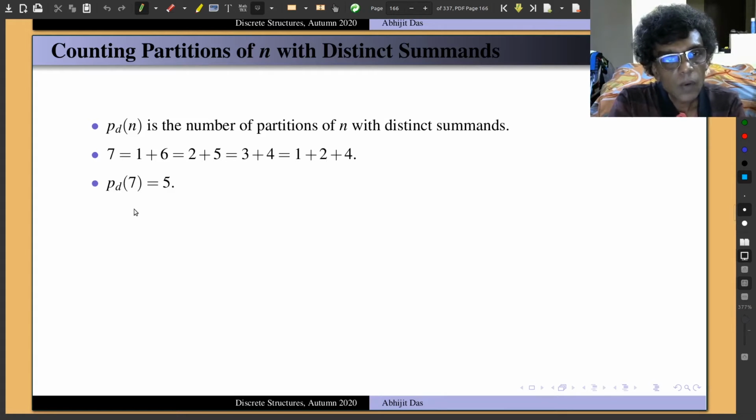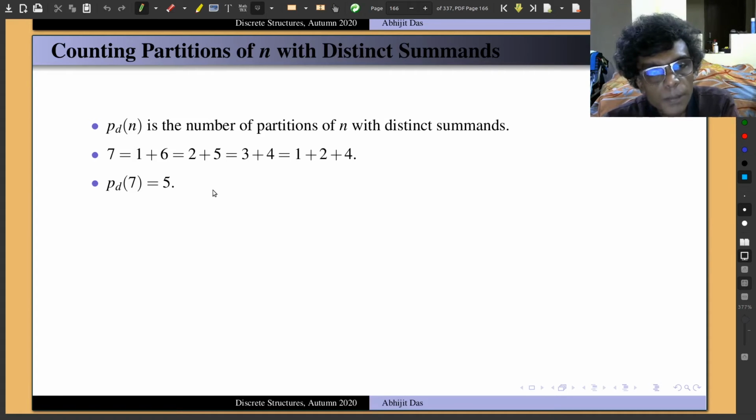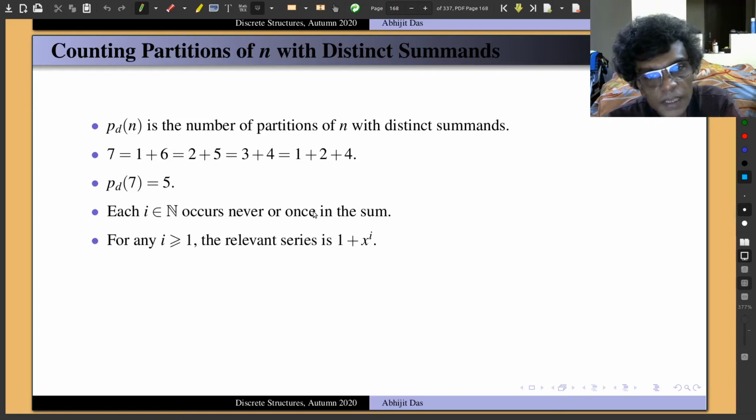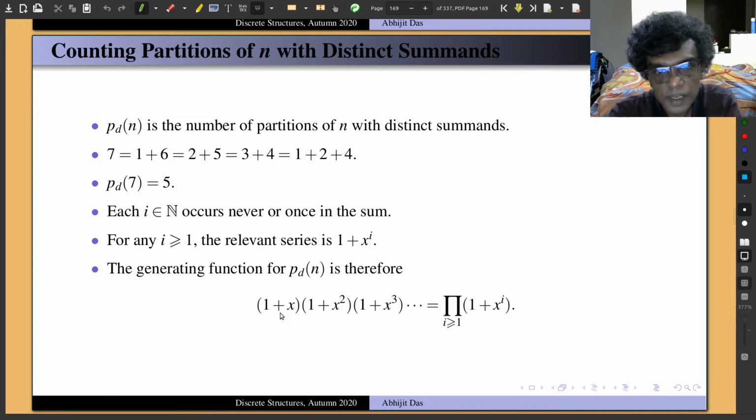And now I want to find the generating function of this series P_D of n. So now note that each i may occur once or never. It cannot be repeated. So each i in n can occur either 0 times or 1 time in the sum. Therefore, the relevant series for any i is 1 plus x power i. Other terms will not be present. And the generating function of this will be the product of all these things. The generating function of P_D of n is (1 plus x)(1 plus x square)(1 plus x cube) and so on, the product over all i greater than or equal to 1 of 1 plus x power i. This is still an infinite thing and I can truncate it at i equal to n. After i equal to n, this still does not give us any explicit formula.